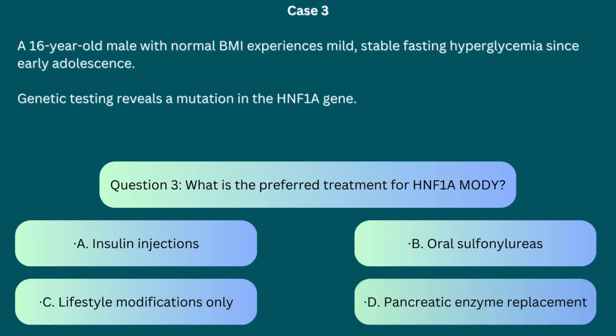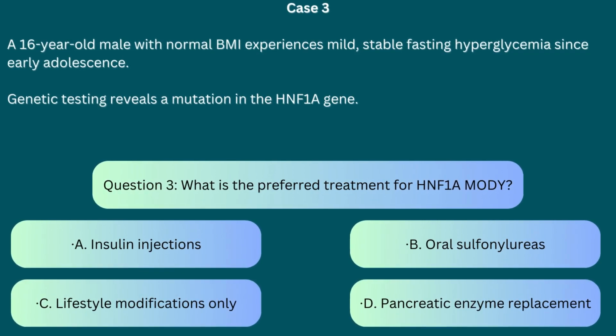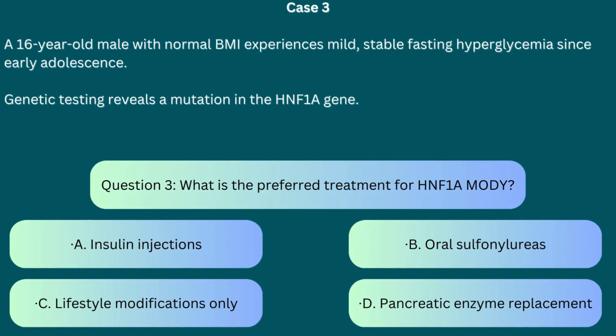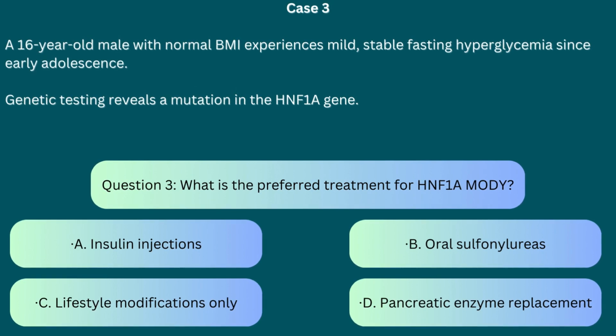Question number 3. What is the preferred treatment for HNF1A MODY? A. Insulin injections. B. Oral sulfonylurea. C. Lifestyle modifications. D. Pancreatic enzyme replacement. The correct answer is B. For many patients with HNF1A MODY, oral sulfonylureas are effective in managing blood glucose levels. These medications stimulate the pancreas to produce more insulin and are often preferred over insulin injections in this specific type of diabetes. Case number 4.